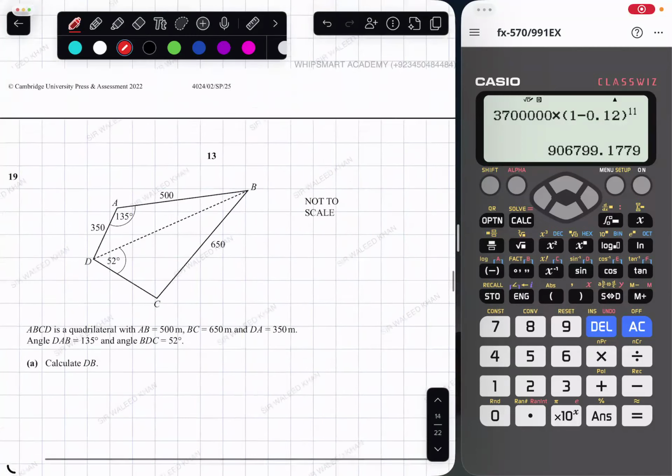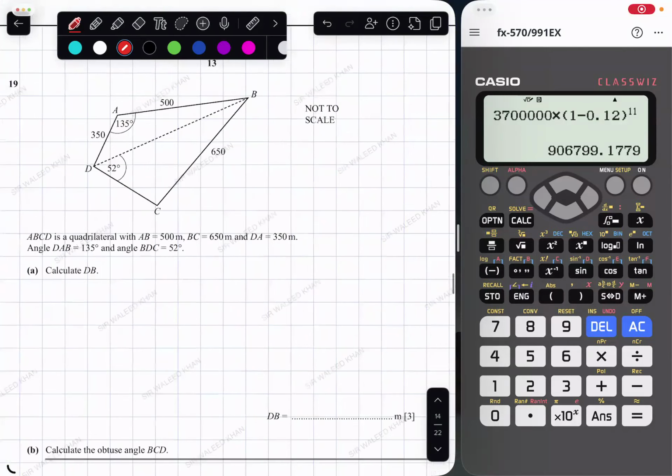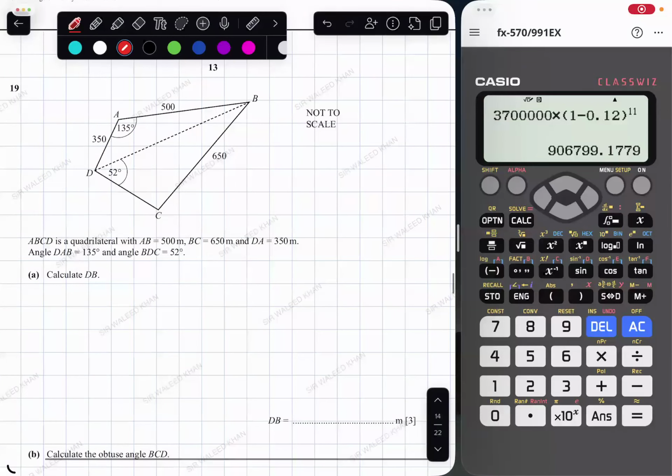Okay. Next, question number 19. And this is related to trigonometry. Let's do this. We have a few questions left. ABCD is a quadrilateral with AB 500 meters. BC is given over here. DA is given. Calculate DB. And let me highlight it. DB. Where is it? This one.